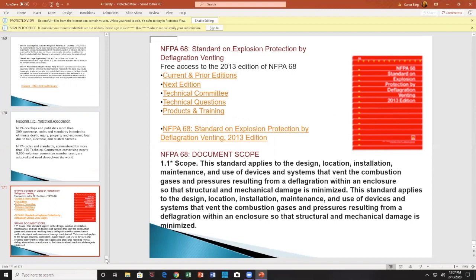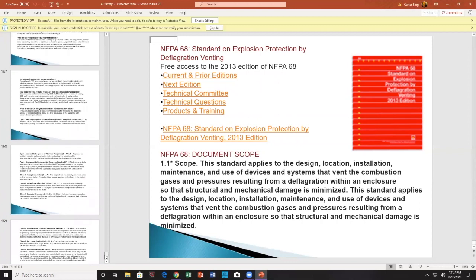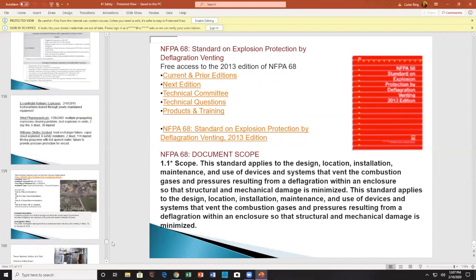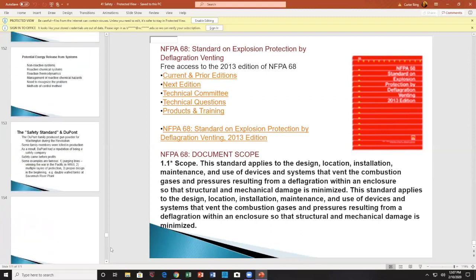The AIChE runs a spectacular safety course as well, and I highly recommend that too. You must realize one bottom line: safety is a function of management.